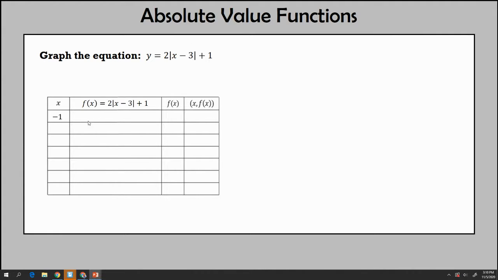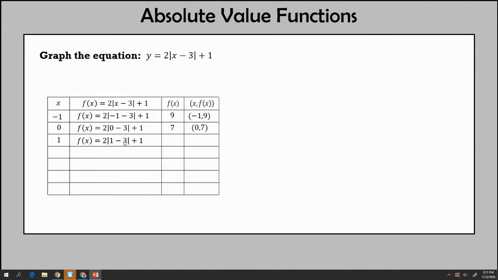Okay. So I'm going to start this time with -1. All right, so I'm going to substitute -1 in here. -1 minus 3, that's -4. Absolute value of -4 is 4, times 2 is 8, plus 1 is 9. So the ordered pair -1, 9 is on my graph. 0. So 0 minus 3 is -3. Absolute value of -3 is 3, times 2 is 6, plus 1 is 7. So 0, 7 is on the graph.